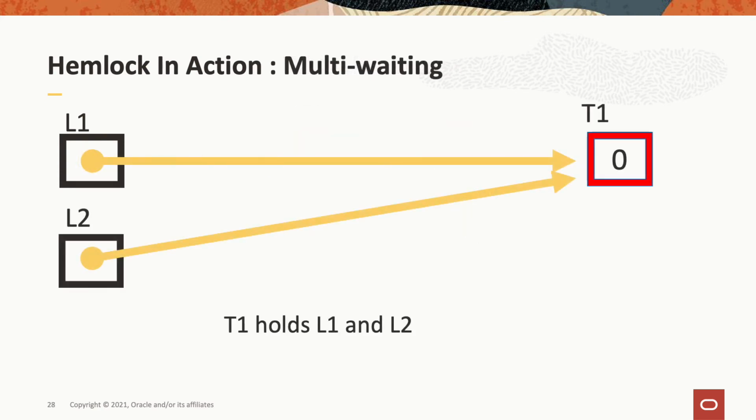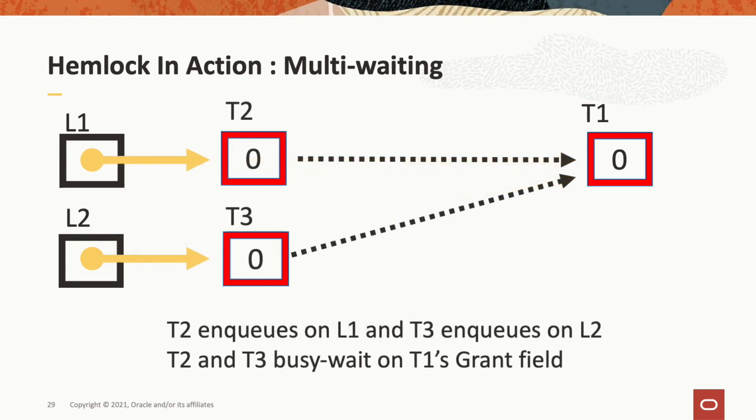We'll now set up an entirely new scenario that illustrates a phenomenon we call multi-waiting. In this case, thread T1 holds locks L1 and L2. There are no waiting threads. L1's tail pointer points to T1's grant field, as does L2's tail pointer. Thread T2 now enqueues on L1 and waits, and T3 enqueues on L2 and waits. T2 busy waits on T1's grant field, and T3 also busy waits on T1's grant field. We now have a scenario we call multi-waiting.